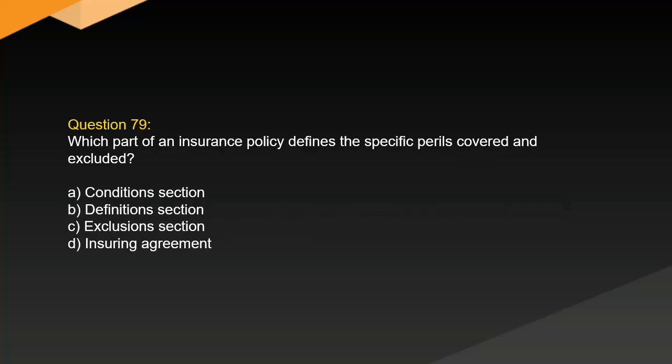Question 79. Which part of an insurance policy defines the specific perils covered and excluded? A. Conditions section. B. Definitions section. C. Exclusions section. D. Insuring agreement.